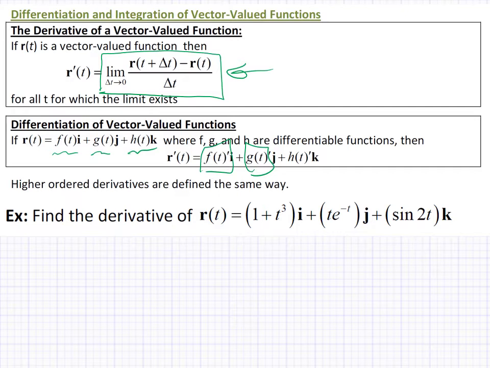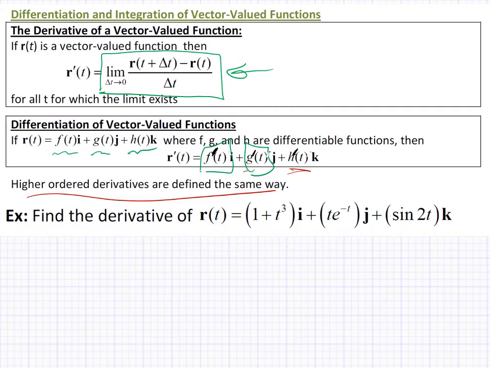This prime notation is in the wrong spot. The prime should actually be there, there, and there. It should not be on the t itself, so let's erase that. All right, so you take the derivative of f of t, g of t, and h of t, and that's how you're going to take your derivative function. And if you were to take the second derivative or third derivative, it would pretty much work the same way.